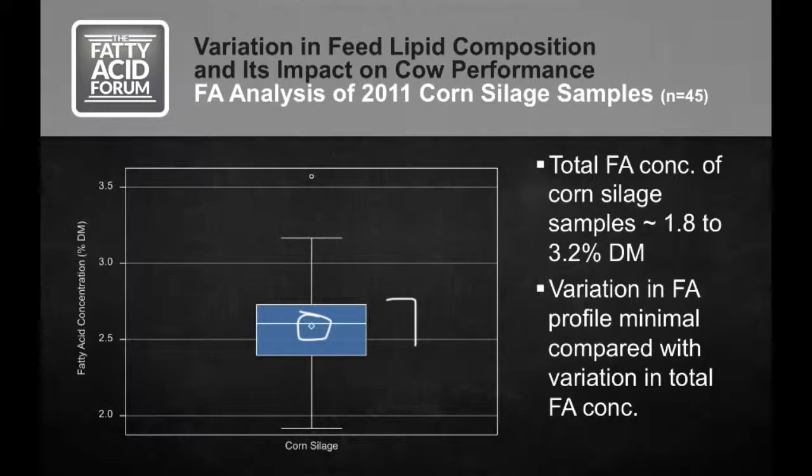And in this blue box here, that shows that 75% of the results were within that range of about 2.4 to 2.7% fatty acids. What is of interest though is this wide variation we saw in total fatty acid concentration, going from about 1.8 all the way up to 3.2% of dry matter of fatty acids. So a wide range, again a 2 to 3-fold variation in total fatty acid concentration. Even though we saw a wide variation in total fatty acid, there was very little or minimal variation in fatty acid profile across all of these corn silage samples.